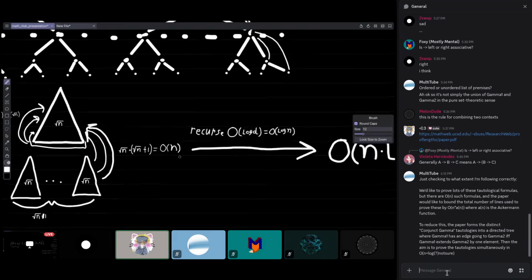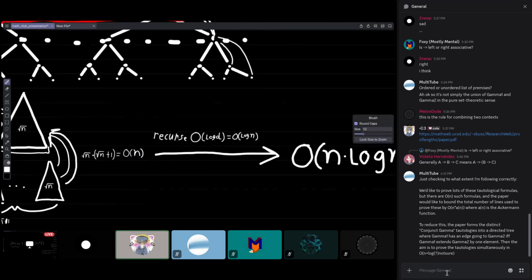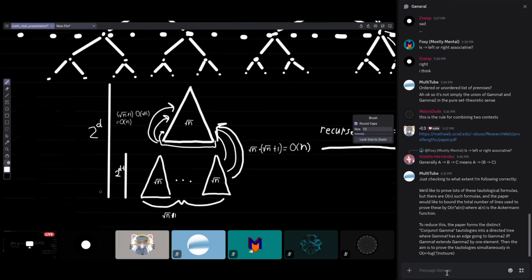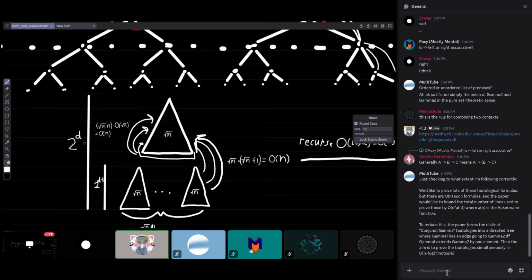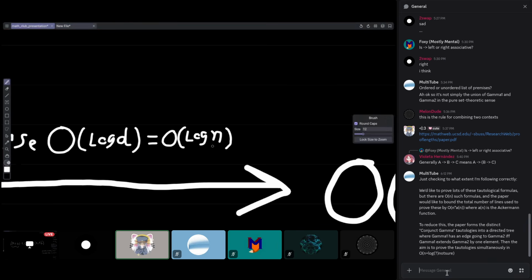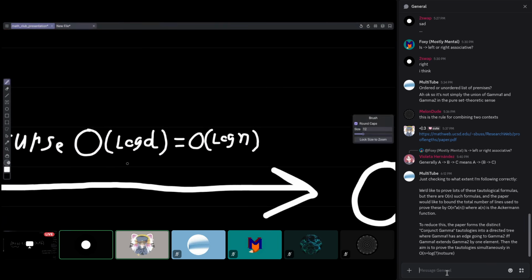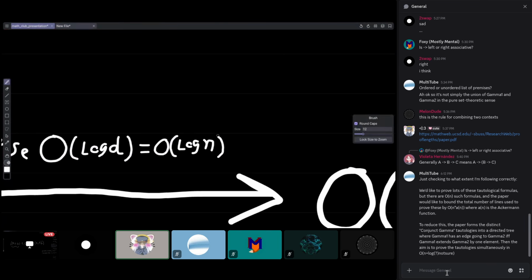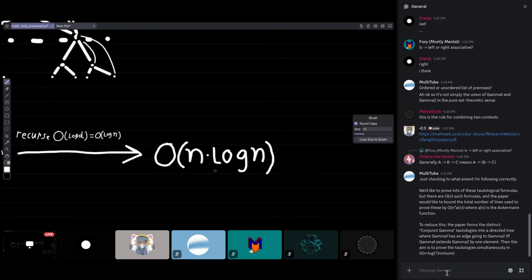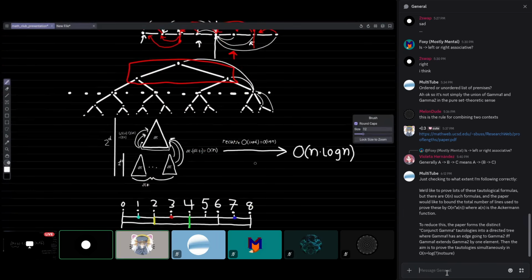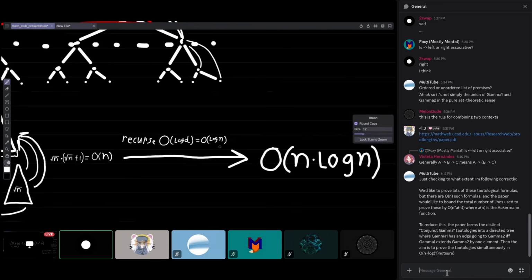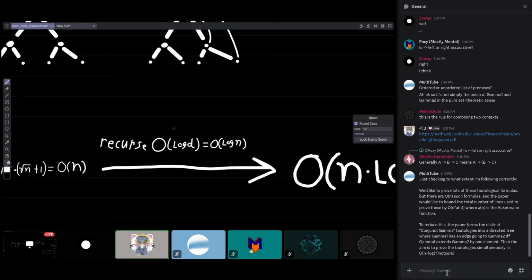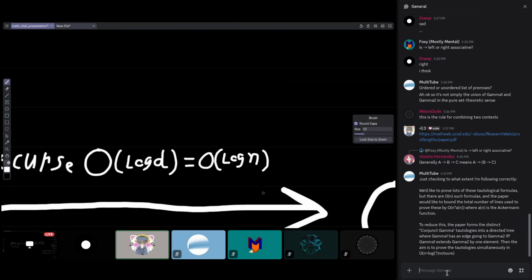We still have to recurse big O of log D, where D is the depth. But an overestimate for the depth is the number of nodes, right? So big O of log D is big O of log n. Wait, no, that's not true. If it's a balanced tree, then O of log D is O of log n. It's an overestimate, but it's good enough.